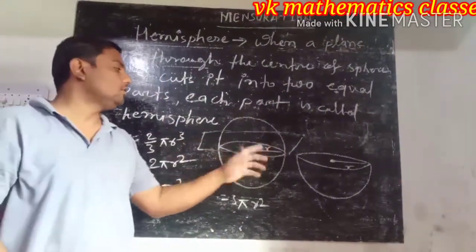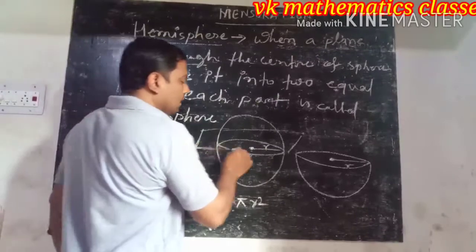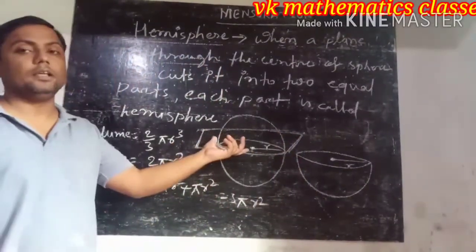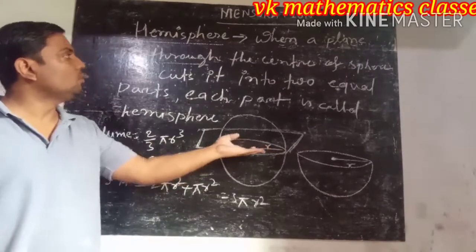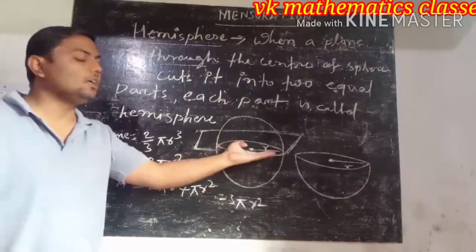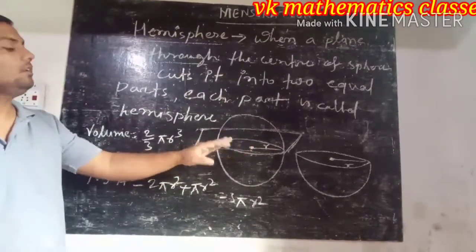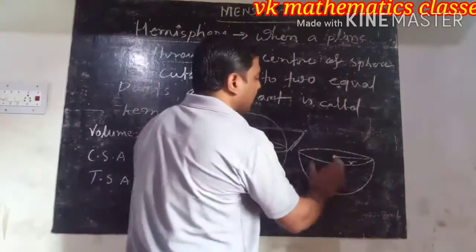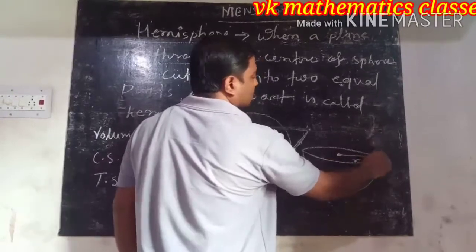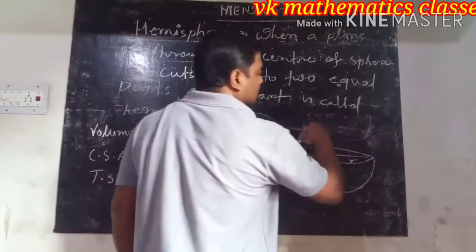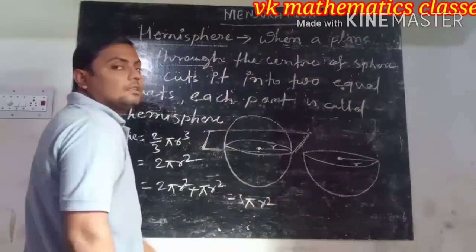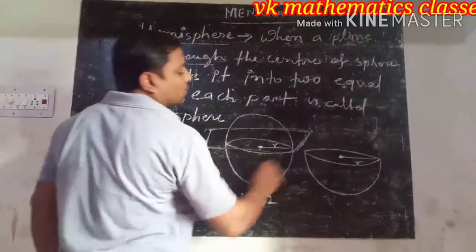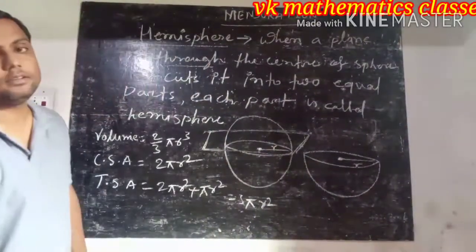Suppose this plane cuts this sphere through the center of the sphere, cutting it into two equal parts. This is the lower half and this is the upper part. So two equal parts. Each part is known as a hemisphere.